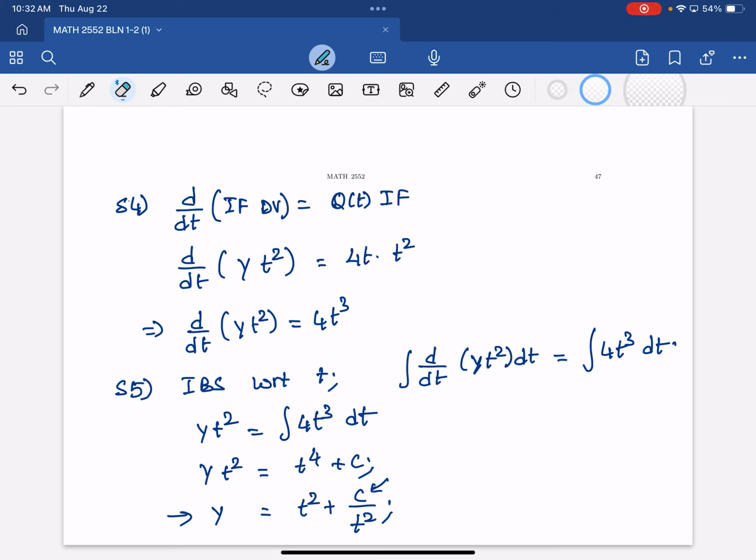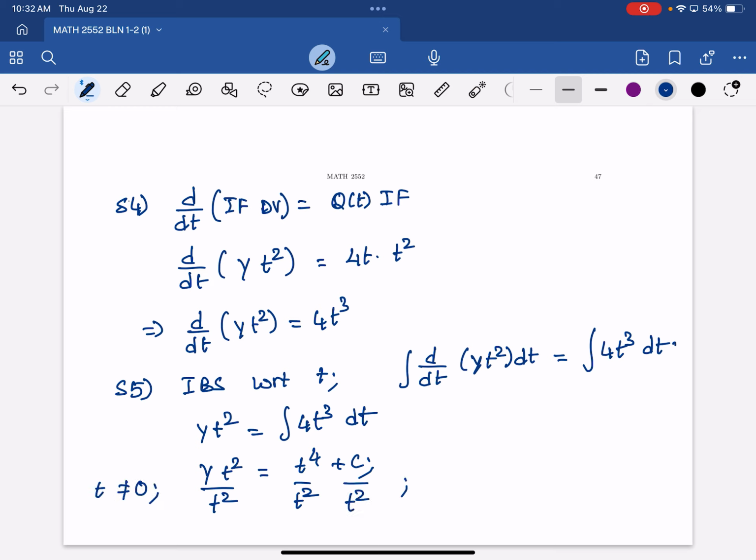Maybe something is confusing. What I'm doing is I'm dividing by t squared. Why am I dividing by t squared? Because t is not equal to 0. When I divide by t squared, I get y equals t squared plus c divided by t squared. I still didn't answer your question, did I? I did not. I'll answer your question after the class. I apologize, okay?